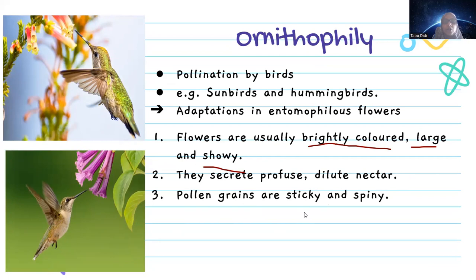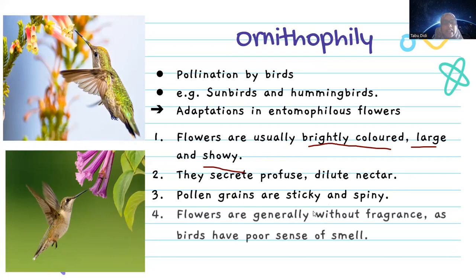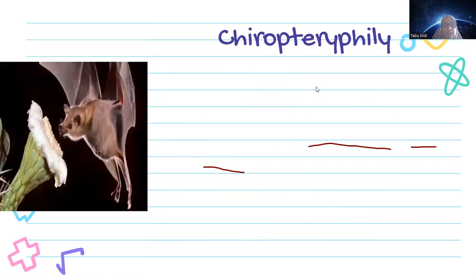Again, the pollen grains here will be sticky and spiny, and usually birds do not have a sense of smell. Insects have, birds do not. So these flowers will not have much fragrance. They will have no fragrance, but they will be brightly colored. They will be bigger. They will make a lot of nectar. Pollen grains will be sticky and spiny, more or less similar to the characteristics of entomophily. But here the fragrance will not be there. In insects, fragrance is there. The flowers will have fragrance.